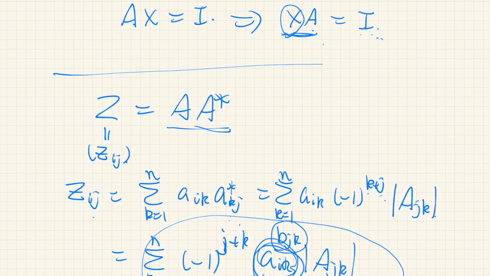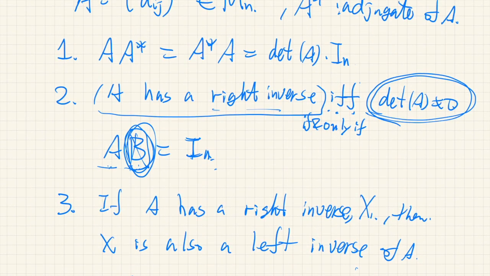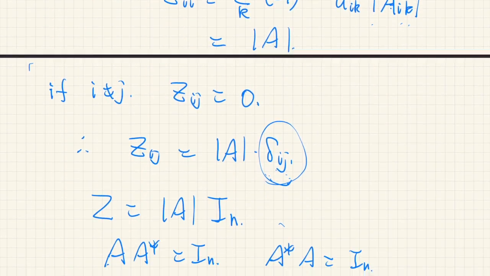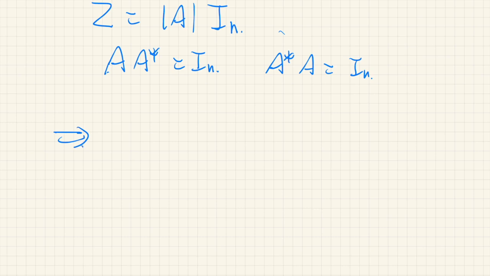Okay, and the second point says if A has a right inverse, then the determinant is non-zero. And if the determinant is non-zero, then A has a right inverse, because it's if and only if. So we have to prove both ways. Okay, so let's prove the only if part first. So suppose A has a right inverse.